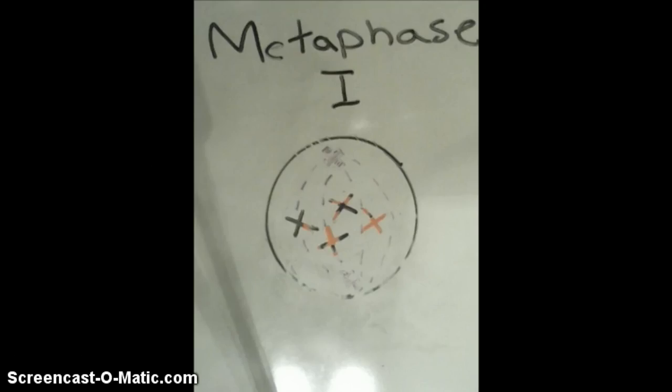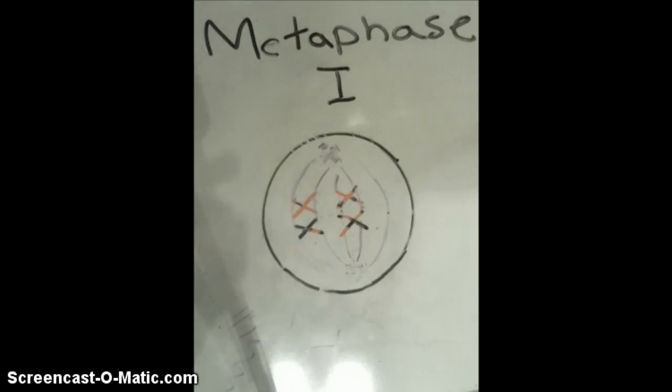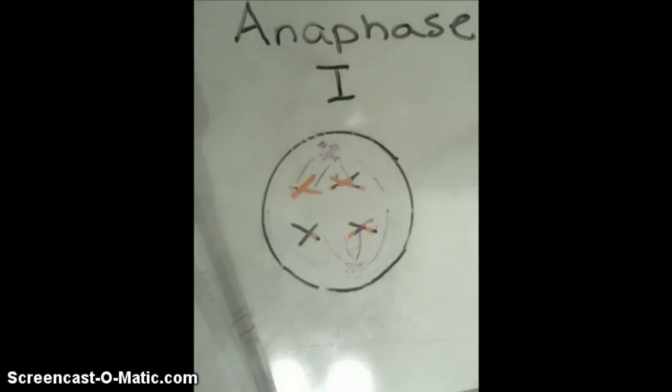The next stage of meiosis is metaphase 1. This stage is identical to the metaphase stage of mitosis. At this point, the centrosomes have lined up at the poles, creating microtubule spindles that force the chromosome pairs to line up at the equator of the cell. In the next stage, anaphase 1, the homologous pairs are separated and sent to opposite ends of the cell.